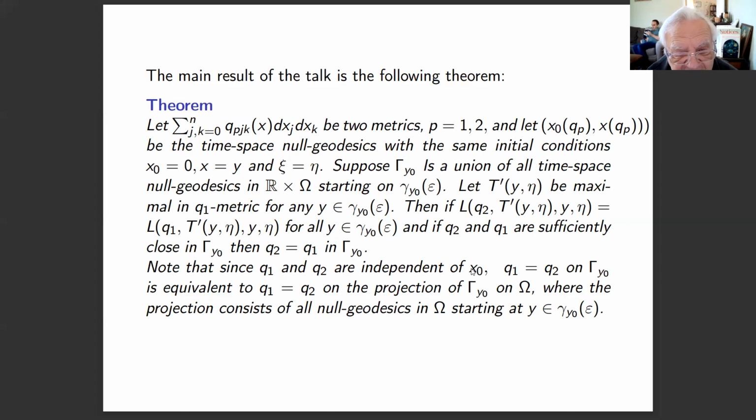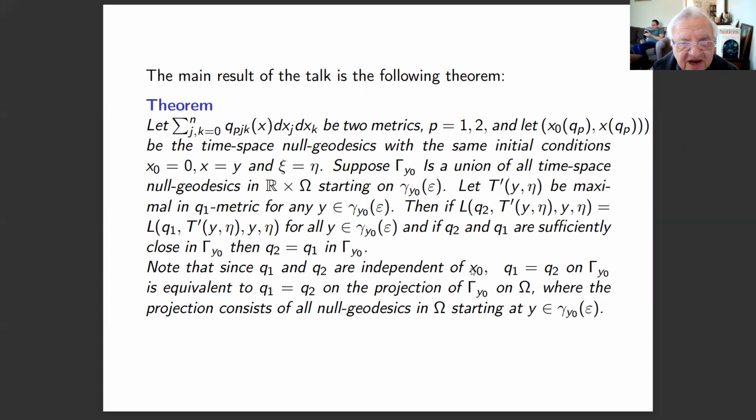Note that since Q_1 and Q_2 are independent of x_0, Q_1 equal to Q_2 on Gamma(y_0) is equivalent to Q_1 equal Q_2 on the projection of Gamma_0 on Omega, where the projection consists of all null geodesics in X space in Omega starting at y belonging to Gamma(y_0).